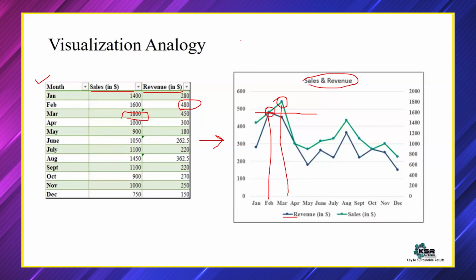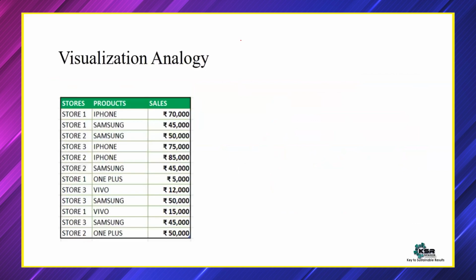Now let us take a few more examples. Now this will create confusion. Which product, or maybe which phone, has the highest sales, and from which store? Or rather, which store has the highest sales? Now, you'll not always get information in a cleaned or filtered format. That is not the case every time.